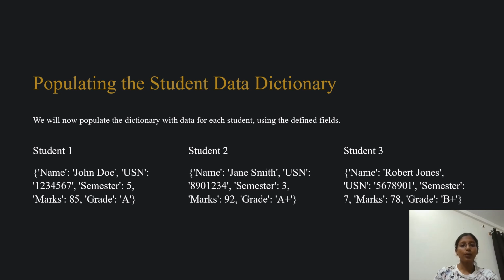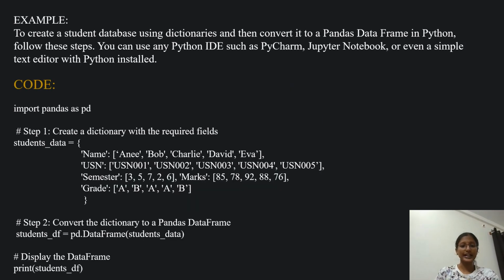So this is the code for populating the student data dictionary. We will now populate the dictionary with data for each student using the defined fields. So here, first we are going to give a code for each student, each student USN separately. It's like I'm giving here student 1, student 2, student 3. The student 1 detail, the entire detail like USN, marks, semester, grade, etc., we are going to give. In terms of code, we are going to give each student separately.